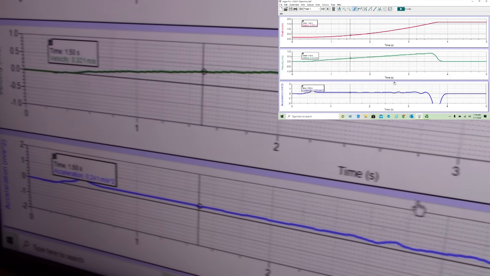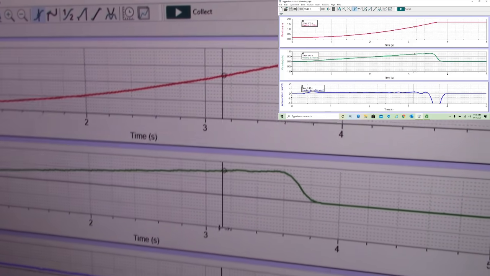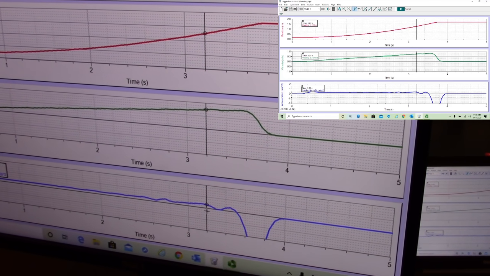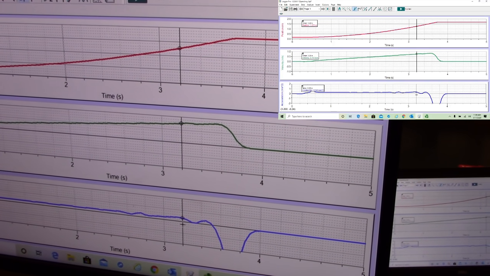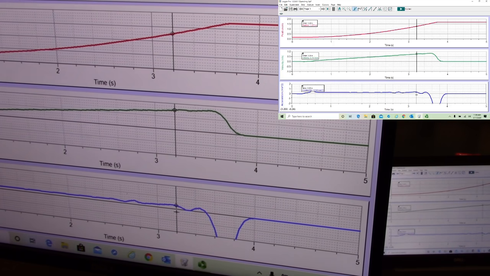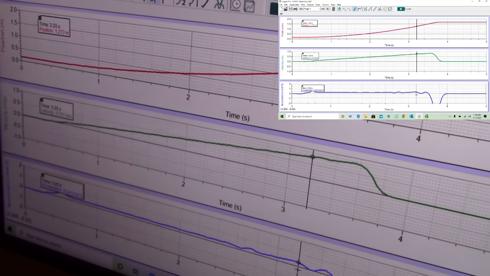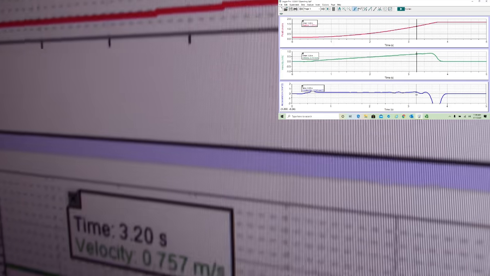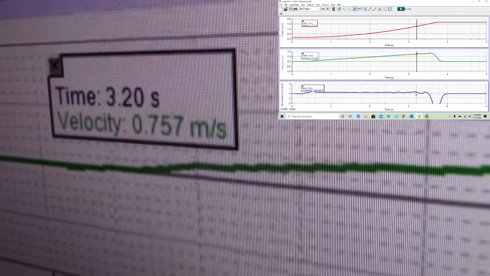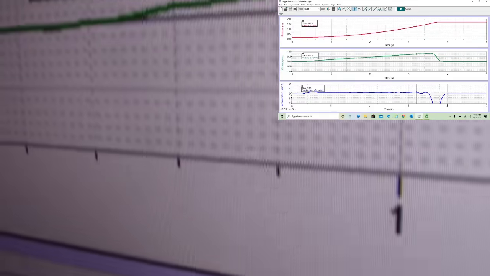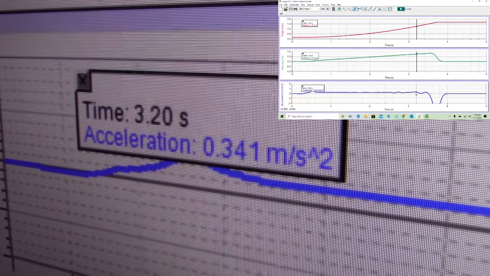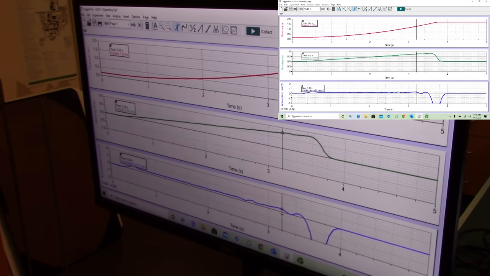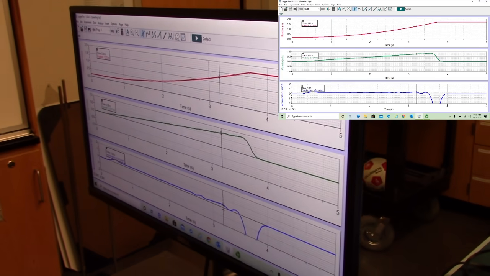Okay, so I'm going to move my cursor, if I can, over to the other side. And I don't like this little thing, so I'm going to make the time 3.2 seconds just to avoid that little bump there, and say that okay, my position now is 1.273 meters. My velocity is 0.757 meters per second, and my acceleration is 0.341 meters per second squared. All right, so now we've got the data for that.